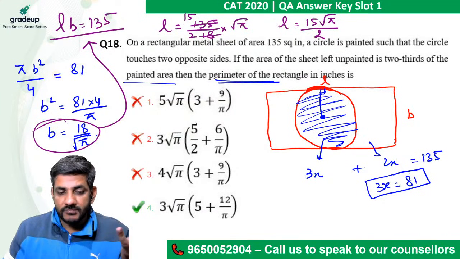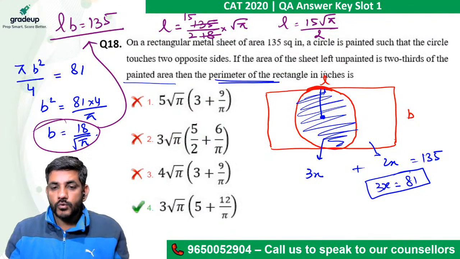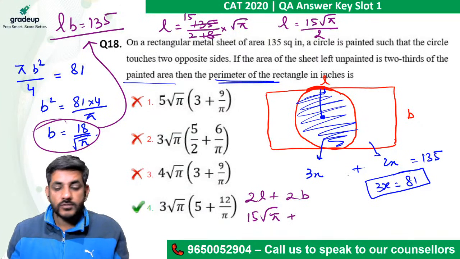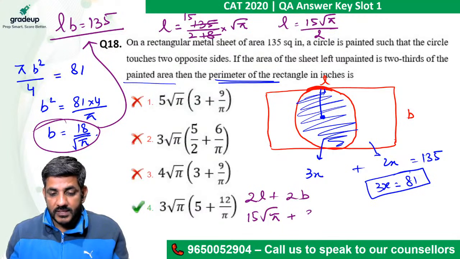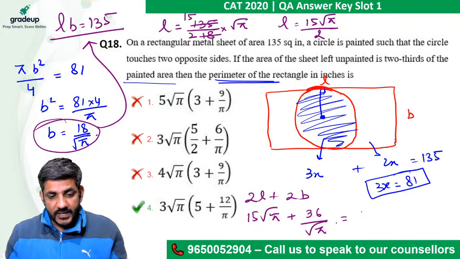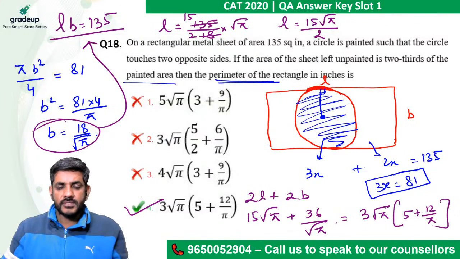So I have the length with me, I have the breadth with me, I have to calculate the perimeter. So what is the perimeter? Perimeter is twice of L plus twice of B. Twice of L would be 15 root pi, plus twice of B, which would be 36 divided by root pi. So 15 root pi plus 36 divided by root pi. We can take out 3 common, and root pi common. So inside we will have 5 plus 12 divided by pi. That is the fourth option, the correct one.